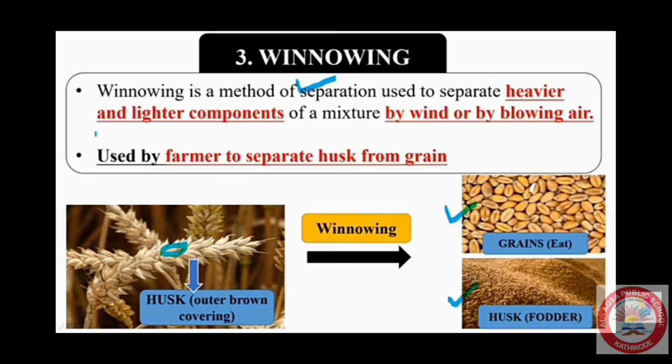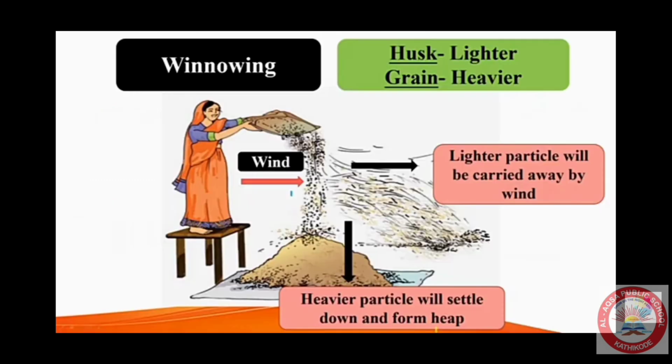Winnowing is a method of separation used to separate heavier and lighter components of a mixture by wind or by blowing air. So here husk is lighter and grain is heavier. Then how can we do this winnowing?